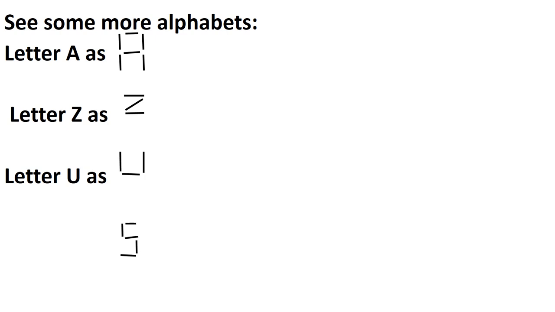Letter U, like this. How many matchsticks are used in U? 3. Now, let the number of times we form U be m. m number of times we are writing U. So, what is the rule? It is 3m. So, whatever variable we want to take, we can take.